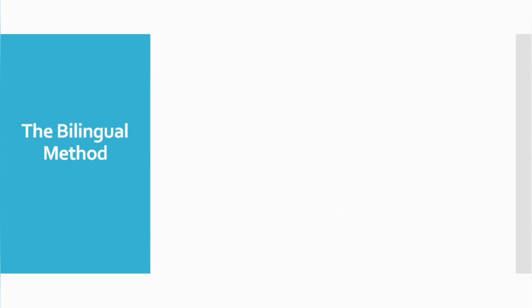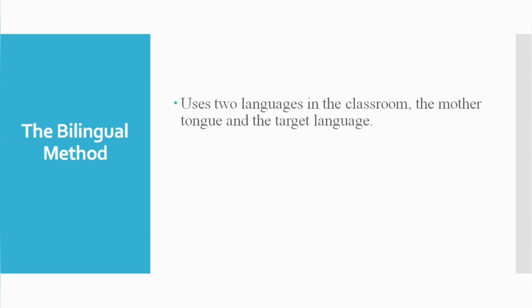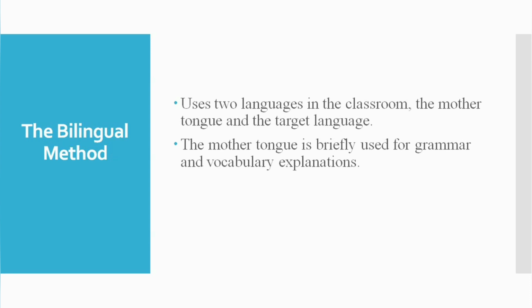Next one, the bilingual method. The bilingual method uses two languages in the classroom, the mother tongue and the target language. Two languages are used in this method, so that's why it's called the bilingual method. The mother tongue is briefly used for grammar and vocabulary explanations. Then the rest of the class is conducted in English.